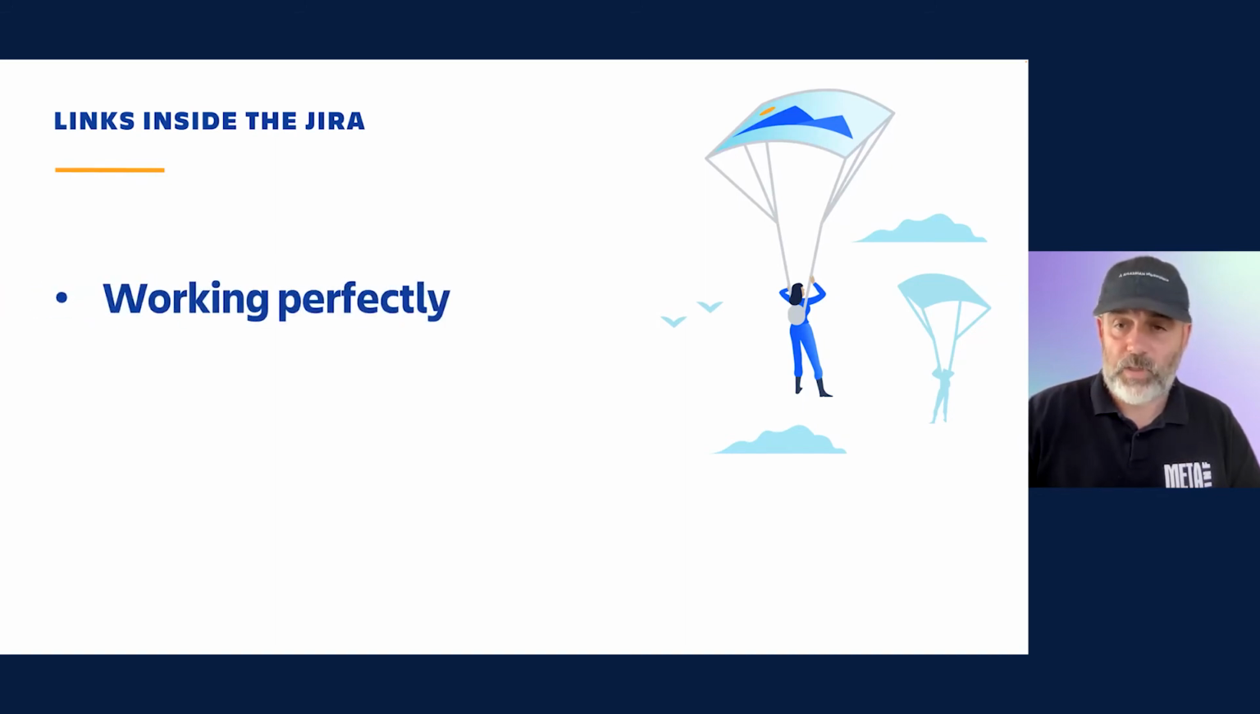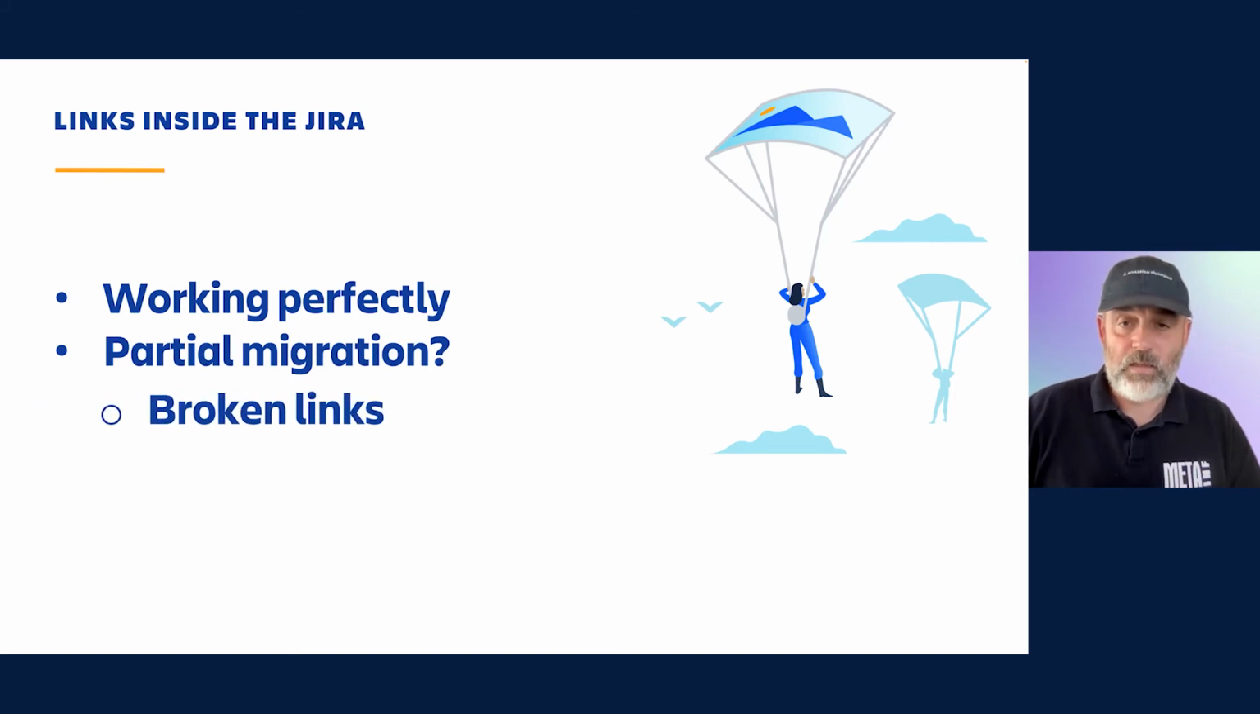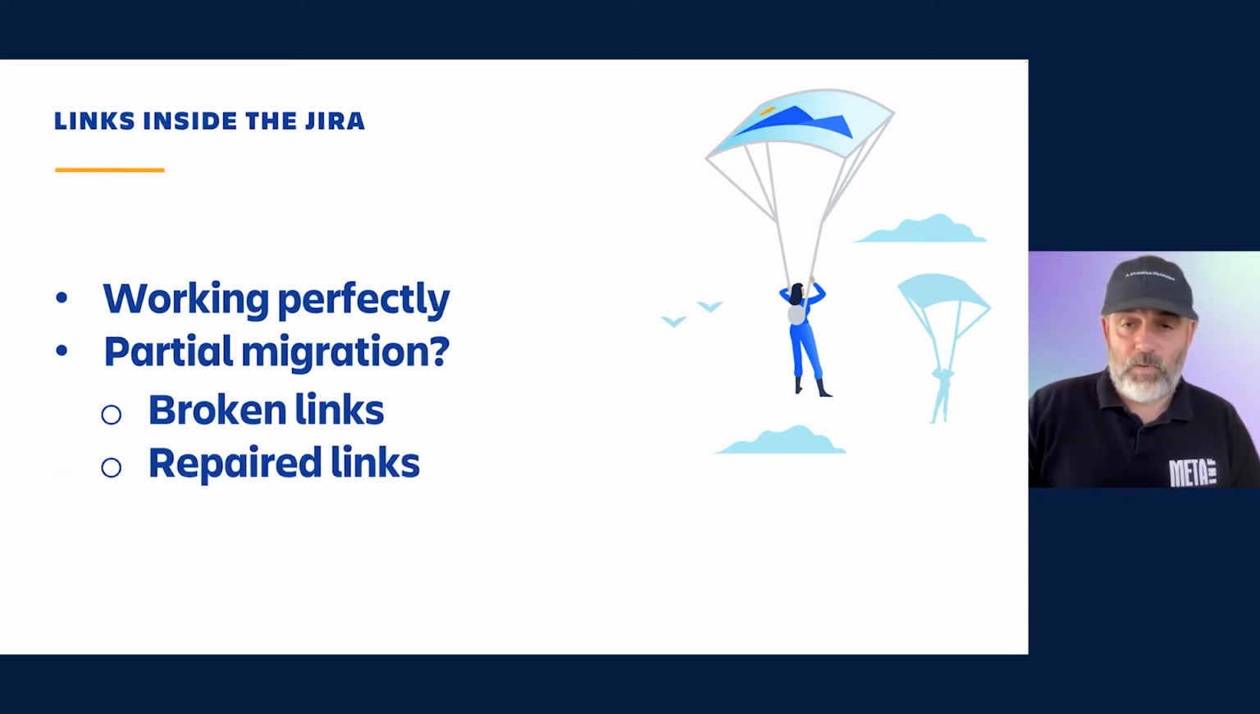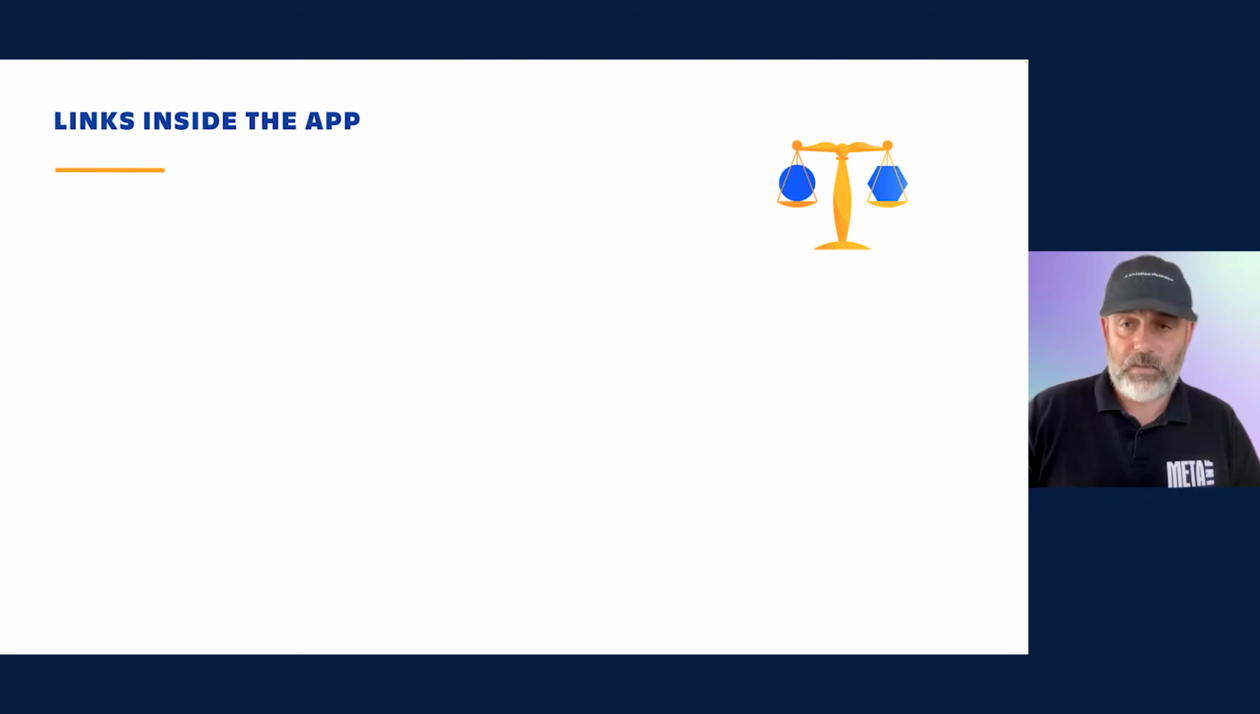But what happens, for example, with an issue link between two issues in two different projects, but only one of the projects is migrated? That is the partial migration. The bad news: it is broken. The good news: this broken link can be repaired. As soon as the remaining project is migrated as well, it will be healed and the issues will be linked again in the cloud.